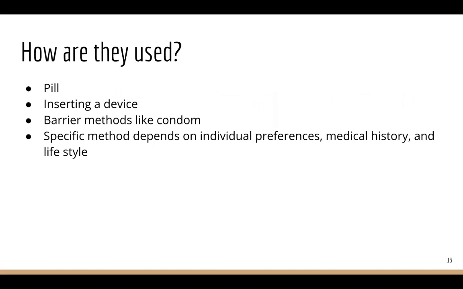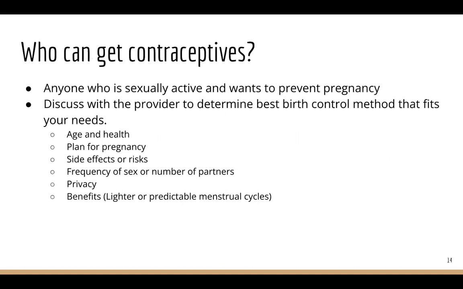How are they typically used? Some different types of birth control are pills, inserting a device, barrier methods such as condoms. Specific methods depend on individuals' preferences, medical history, and lifestyle. So who can get contraceptives? Anyone who is sexually active and wants to prevent pregnancy could consider with their healthcare provider different types of methods.